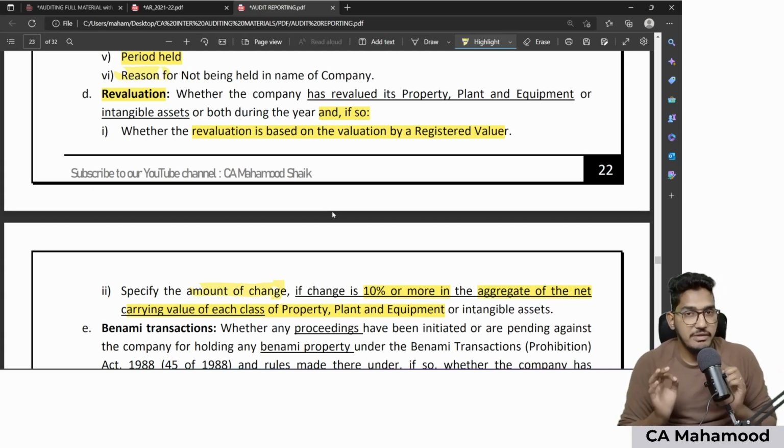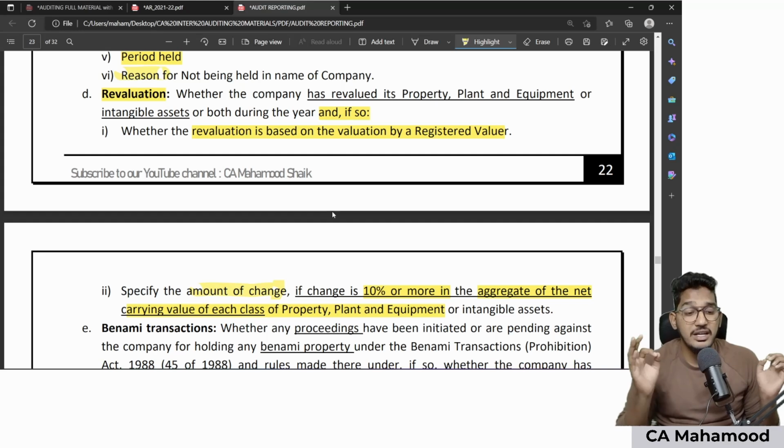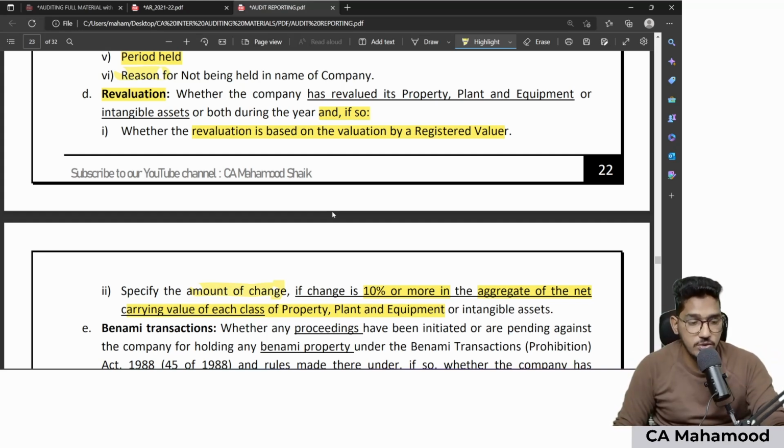So the fourth point is regarding revaluation, whether your client has revalued any of the property, plant and equipment. If so, whether that revaluation is on the basis of registered valuer certificate, and because of that revaluation, if the change is 10% or more in the aggregate of total value of each class of property, plant and equipment, specify the amount of change also.